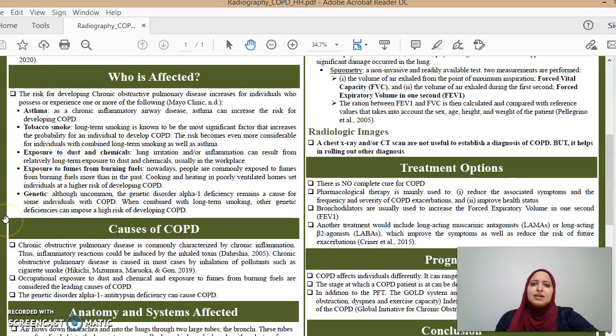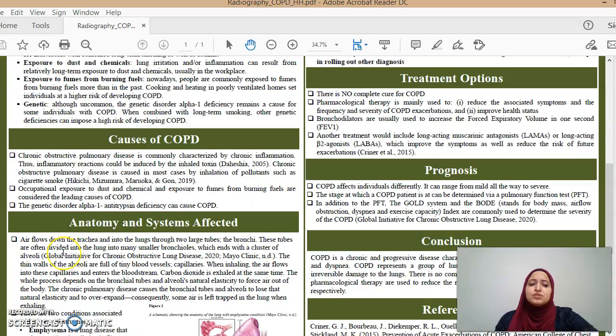The risk for developing COPD increases in individuals who experience asthma, tobacco use, exposure to dust and burning fumes or fuels, and genetics. Even if it's uncommon, the genetic disorder alpha-1 antitrypsin deficiency causes COPD in some individuals when combined with other environmental factors like tobacco use or exposure to pollution.